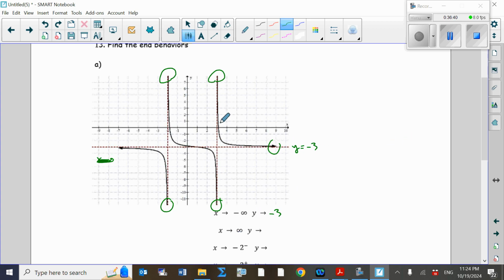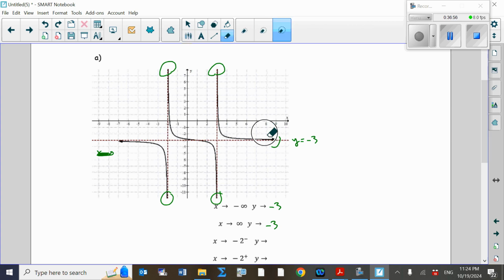On the other side, if you continue, x is going to increase and go to positive infinity. And what is y doing? Again, it's getting close to this line, which is at -3. So the horizontal asymptote always defines the end behaviors when x goes to positive or negative infinity. And then let's look at these ones, this one and this one.